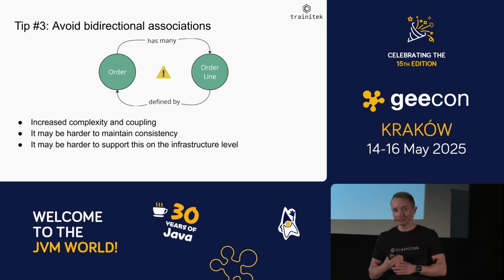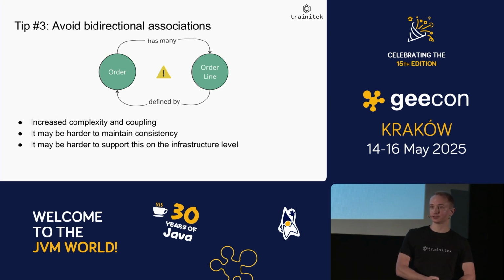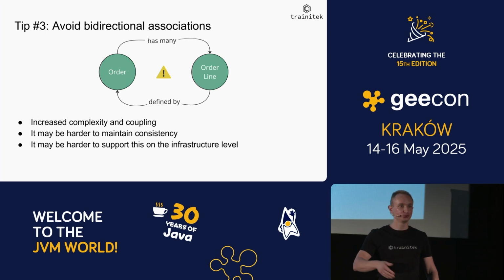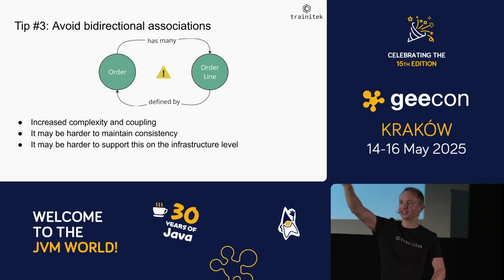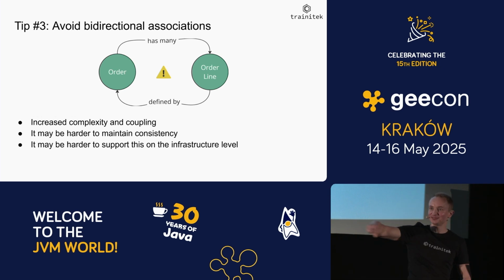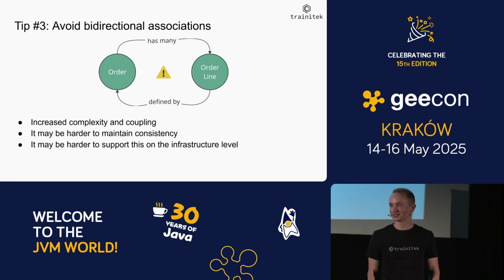It may also be harder to support on the infrastructure level, for example using ORM tools to map your entities, because you may have chicken-and-egg problems when you need to persist something that refers to something else, but it doesn't have an ID yet. So you need to generate this ID, then persist, and only then can you persist that entity. And we start blaming ORM frameworks. They just don't work well. They can't map our entities and things like that.